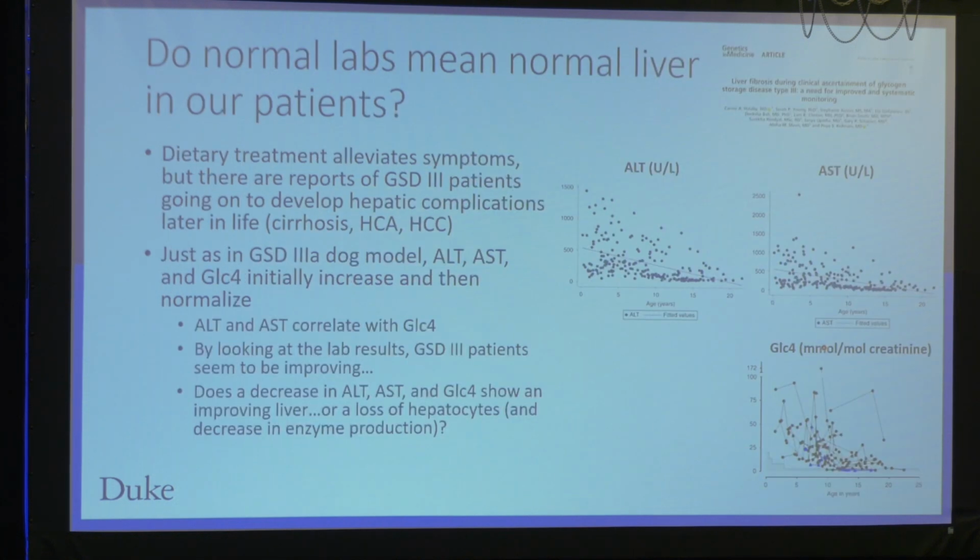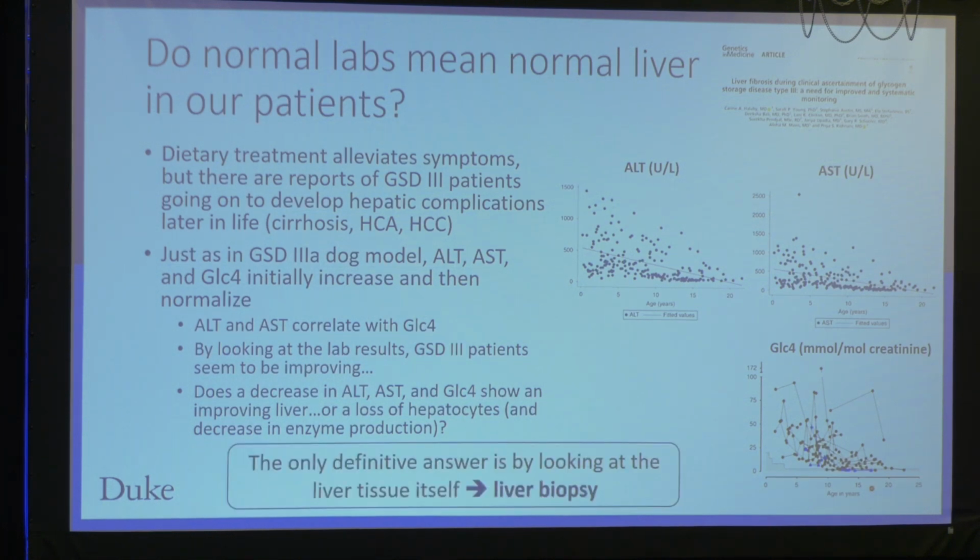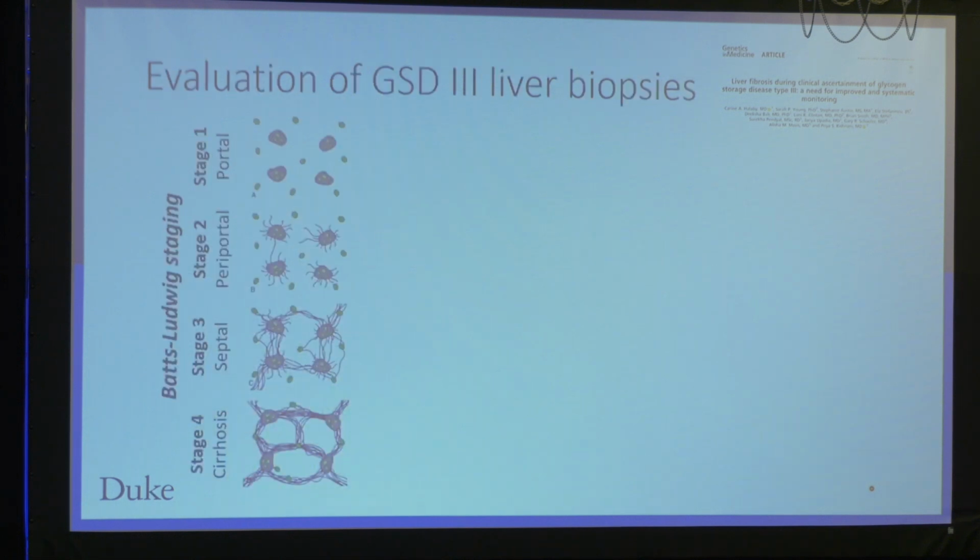So now we went back to our patients with GSD3 and we started looking at their liver enzymes. It's the same story. These patients had initial increases and then the liver enzymes were coming down. The same with the GLUC4, it's coming down. Is this really the best thing for our patients? So we went back and looked at liver biopsies which had been done on these patients. We didn't go out and do special liver biopsies, but if they had previous liver biopsies, we actually collected this.